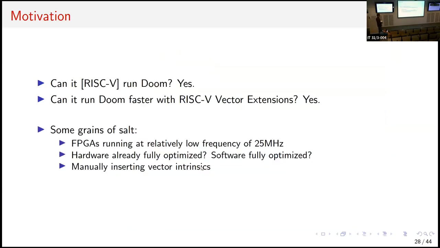Couple of caveats. So first, it's FPGAs, so it's not actual hardware. It's running at 25 megahertz, so that's okay. And then we are, of course, very early on in the optimization process. So is the hardware already fully optimized? Is the software already fully optimized? And also what the engineers did is they just went into the source code and placed vector intrinsics in there. I mean, sure, you can make things fast by placing intrinsics in there. But as a marketing gig, I think it was quite funny and shows maybe the motivation of why maybe RISC-V vector extensions are something interesting to take a look at.